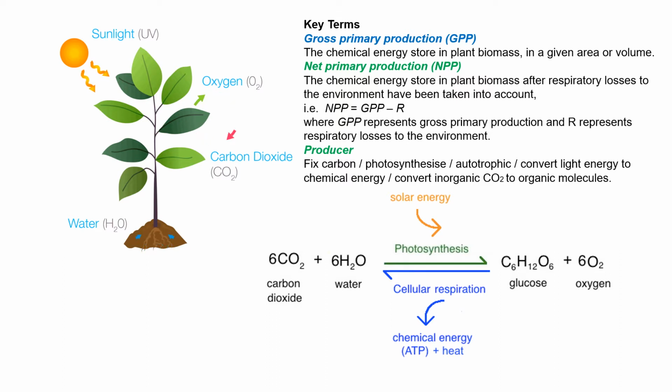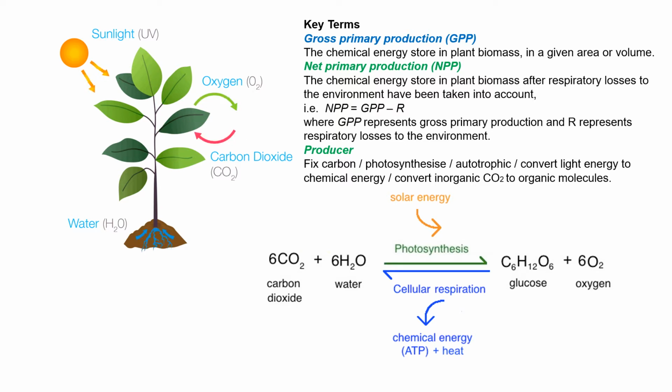So we've got our producer here, which is an autotrophic organism, which is always the first organism in a food chain or a food web, because what we're looking at here is energy flow through an ecosystem, and obviously the source of that energy, or the source of a very vast majority of that energy, is sunlight.